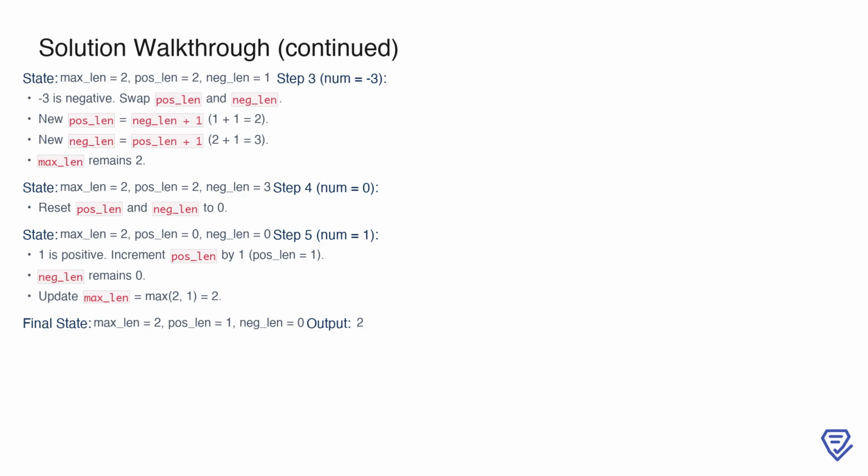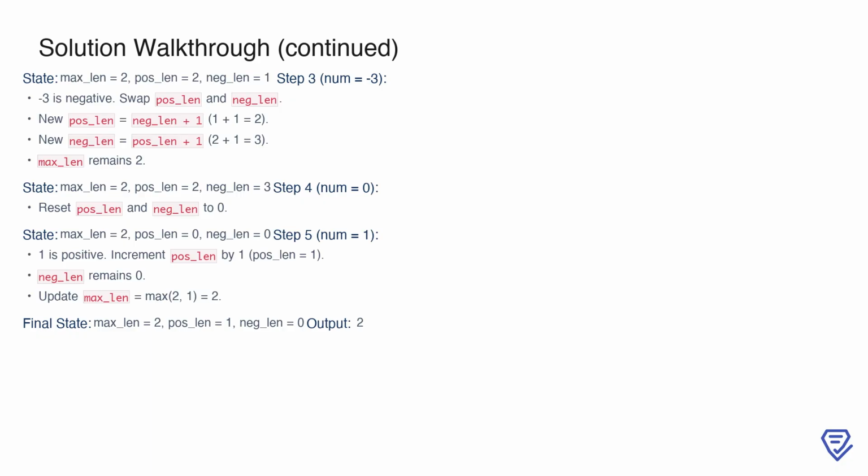When we encounter 0, both POS_len and neg_len are reset to 0. Finally, for the last number, 1, which is positive, we increment POS_len by 1, making it 1, while neg_len remains 0. Max_len remains 2, as the maximum of 2 and the updated POS_len is still 2. The final state for this example is max_len equals 2, POS_len equals 1, neg_len equals 0, and the output is 2.